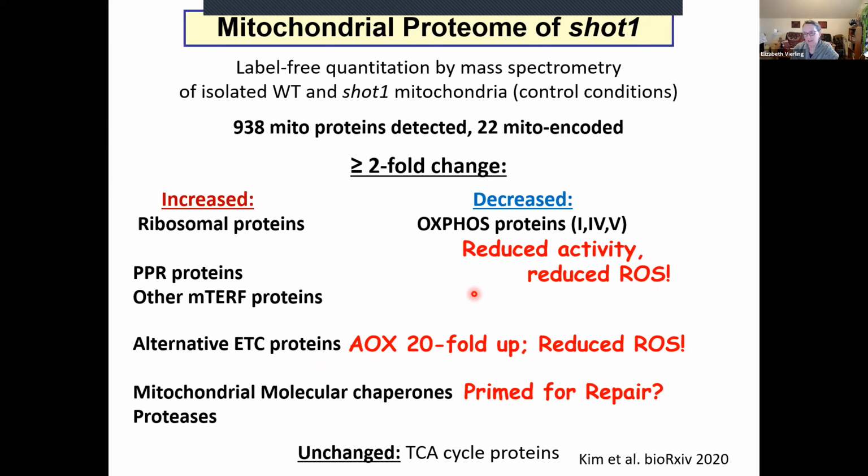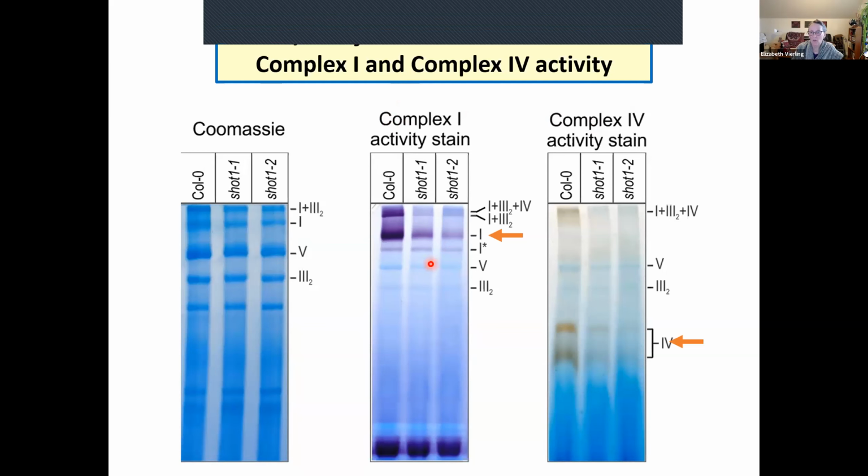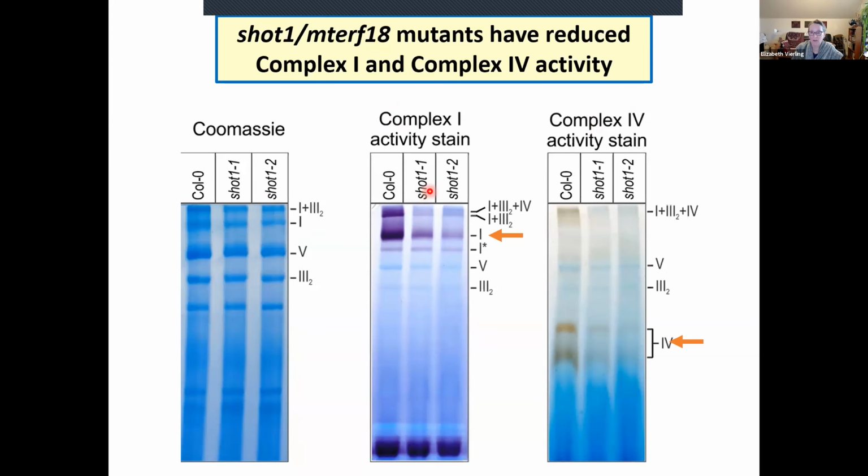So this proteomics analysis is also supported by activity studies, so that the mutants have reduced complex 1 activity and complex 4 activity, which is shown here by activity stains on blue native gels. So here we have the SHOT1 mutants have reduced complex 1 activity and reduced complex 4 activity.